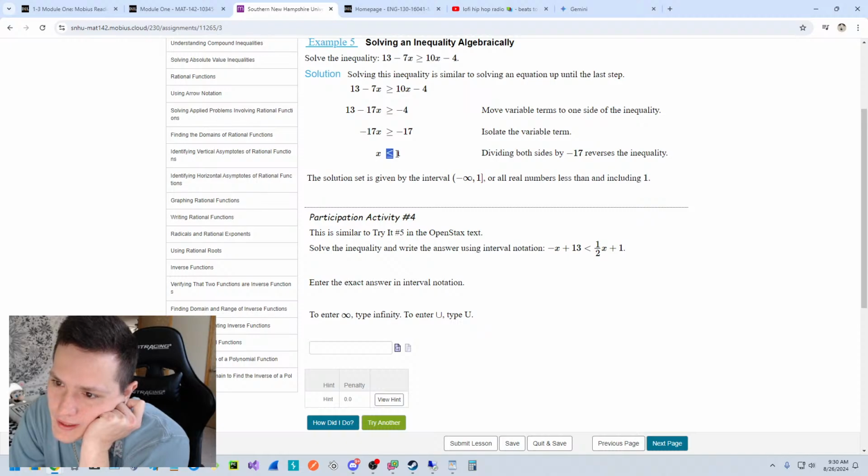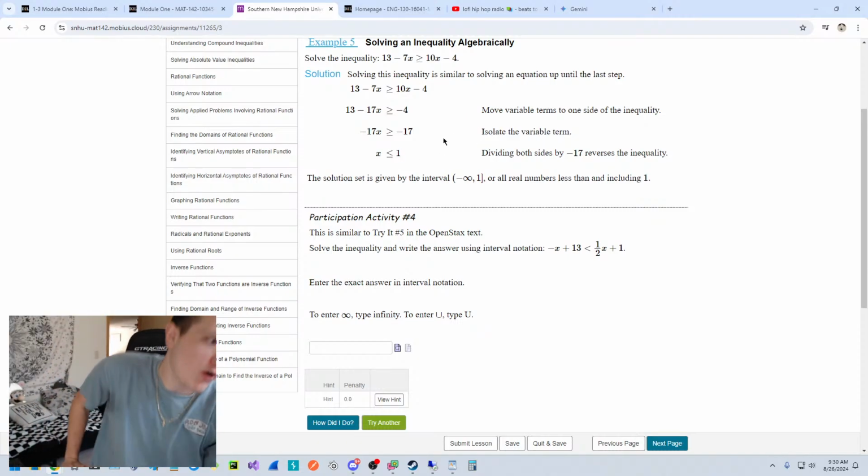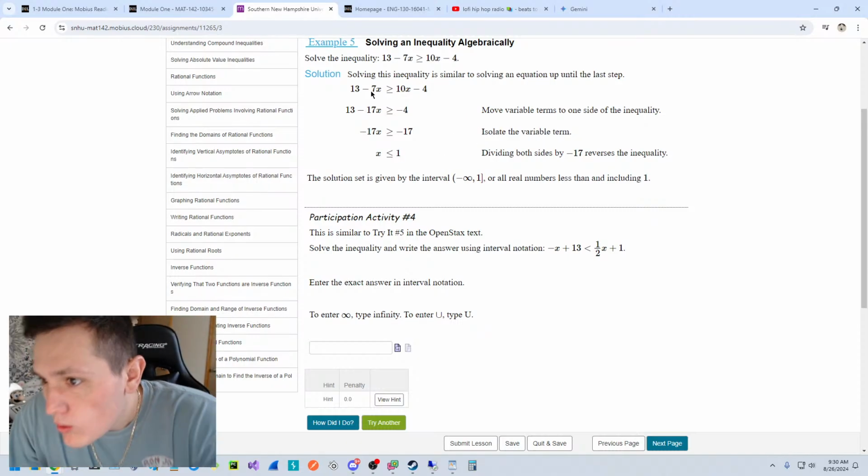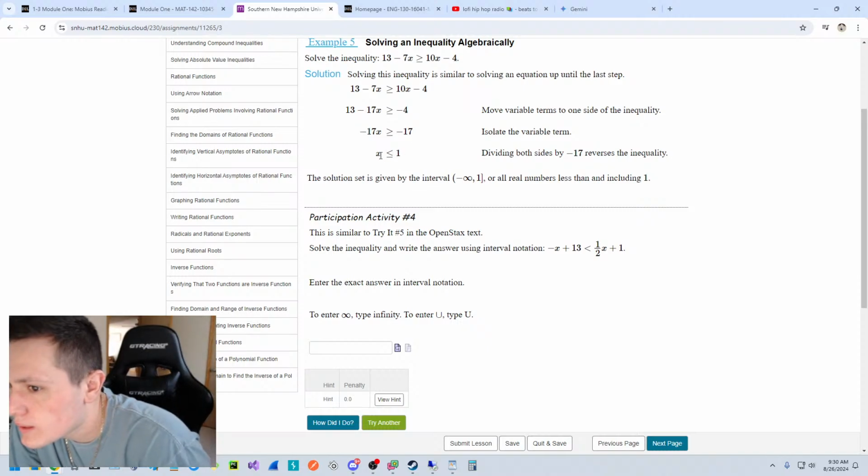But they flipped it. Why are they flipping it? So why did they flip this?